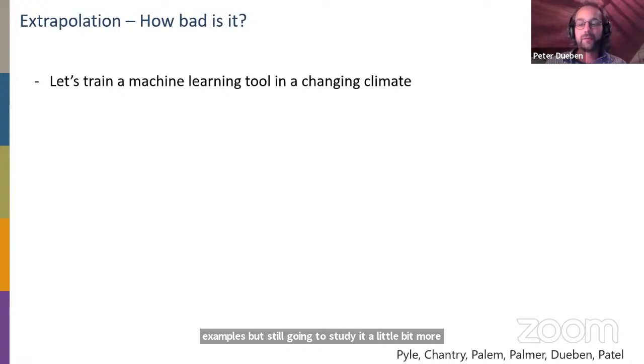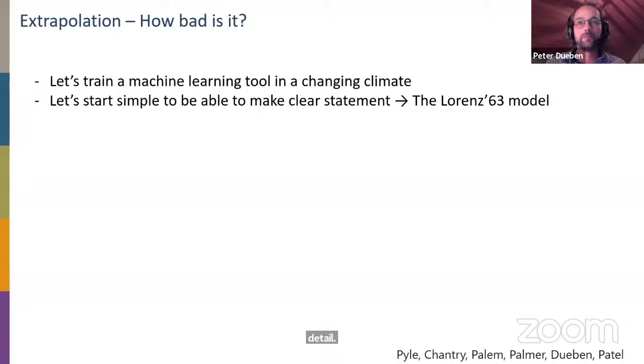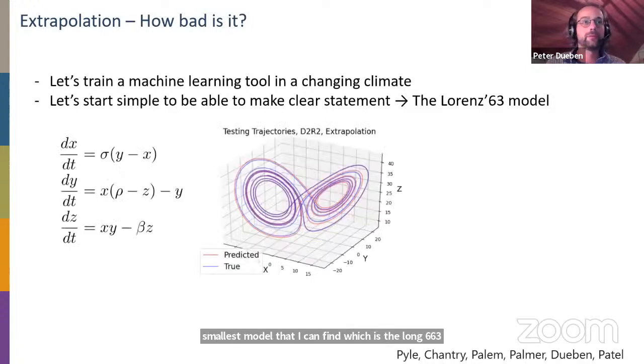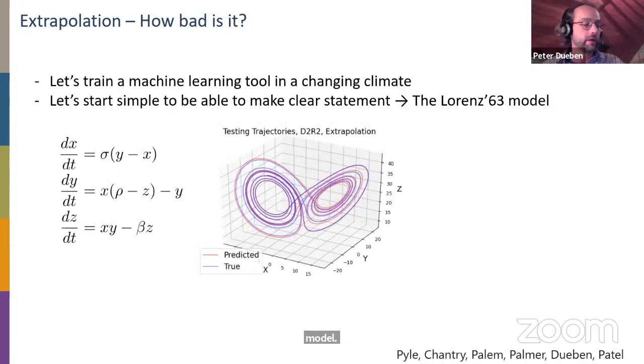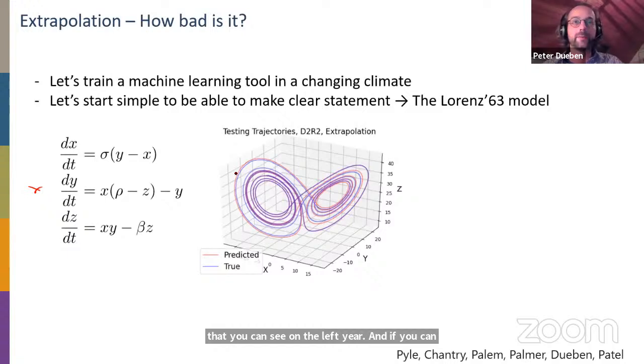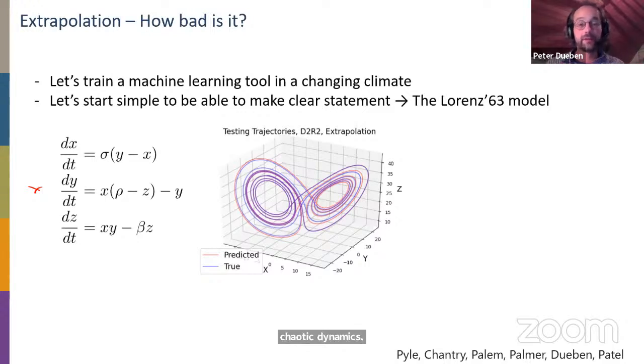And to do this, I'm going to look into a very simple model. So I'm going to really look into the smallest model that I can find, which is the Lorenz 63 model. And the Lorenz 63 model is nothing but a system of 3 differential equations that you can see on the left here. And if you run it forward, you will see this famous butterfly pattern that is basically used to study chaotic behavior, because this is one of the smallest systems that you can get that is actually producing chaotic dynamics. So let's have a look at this, and let's have a look at extrapolation.